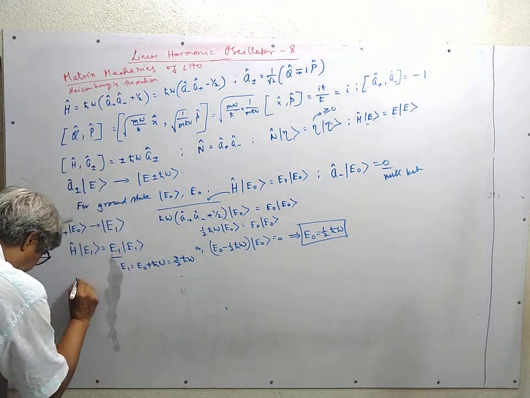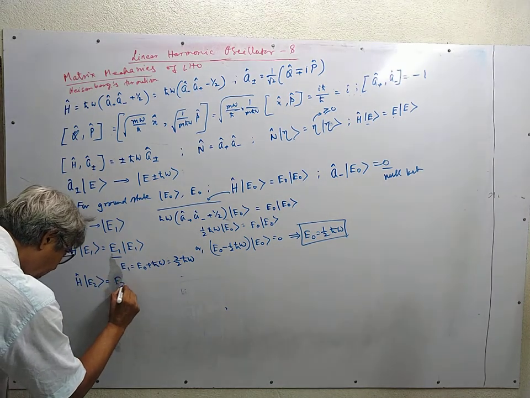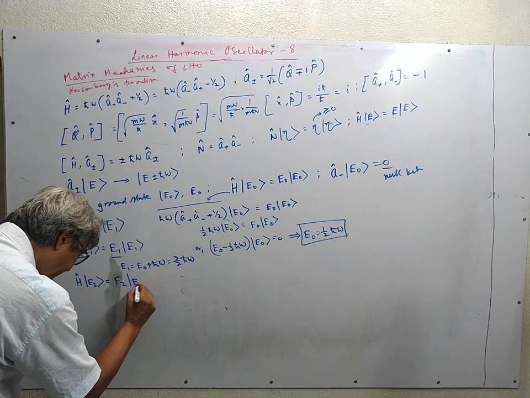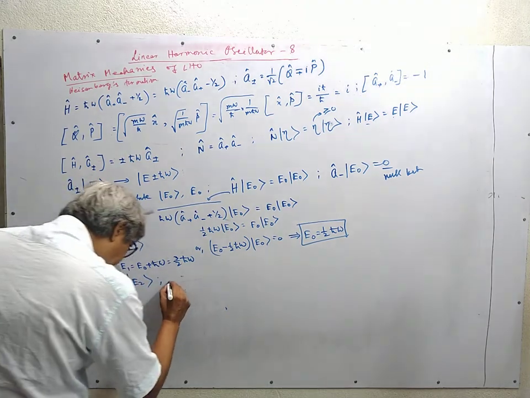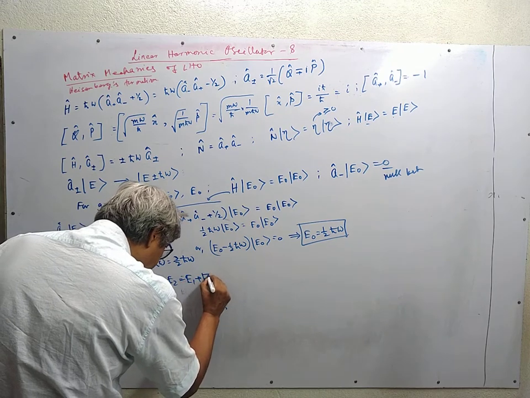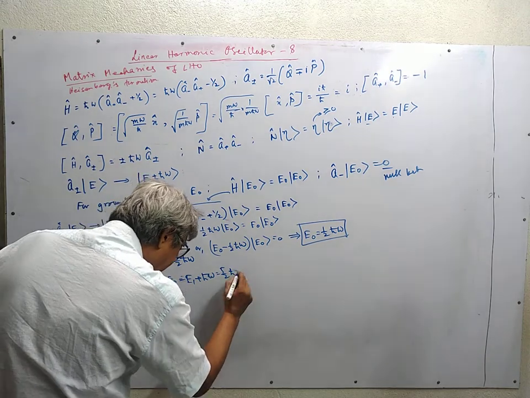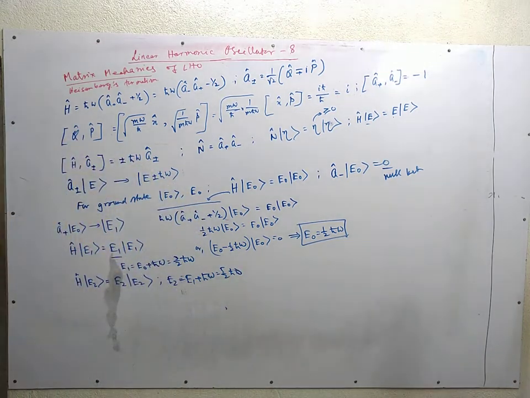Similarly, if we write E2, E2 is equal to E1 plus h cross omega, that is 5 by 2 h cross omega. So we see that the minimum possible energy is half h cross omega, and the subsequent energy levels differ from it by the addition of a whole number of photons. That is the energy level.